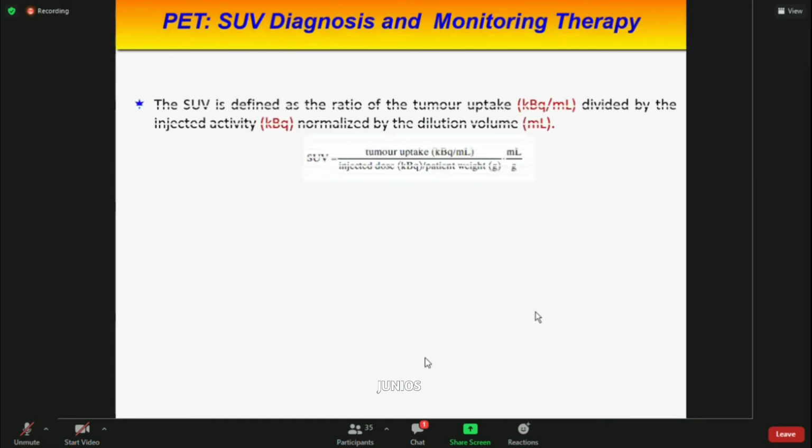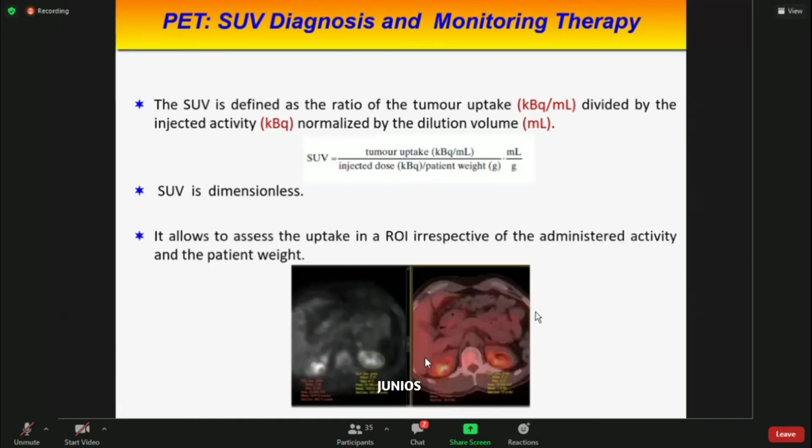Now, the SUV is defined as the ratio of the tumor uptake, that is kilobecquerel per ml, divided by the injected dose divided by the volume of distribution, and that is called SUV. And SUV is a dimensionless quantity.